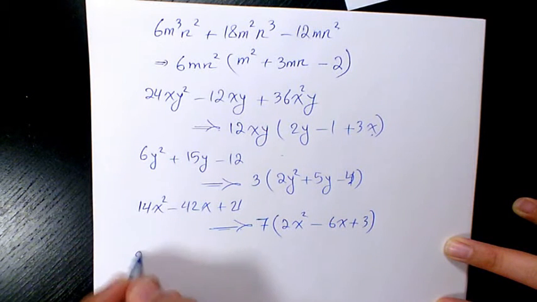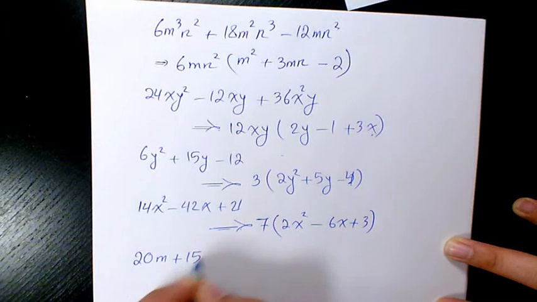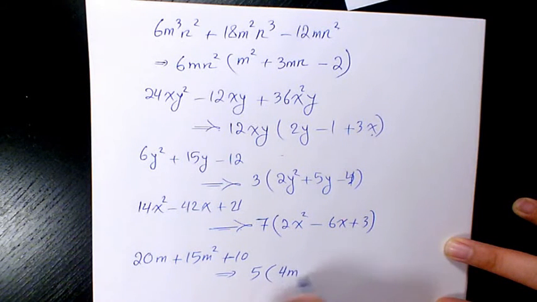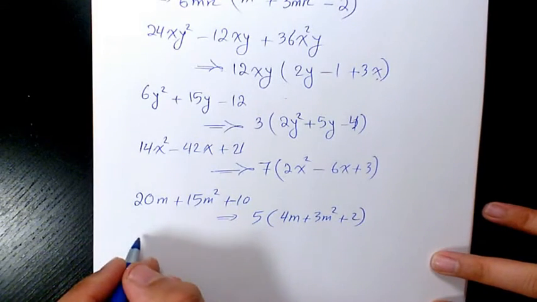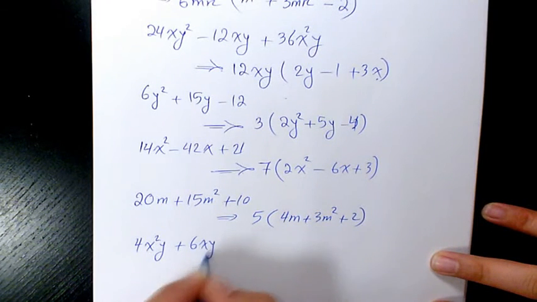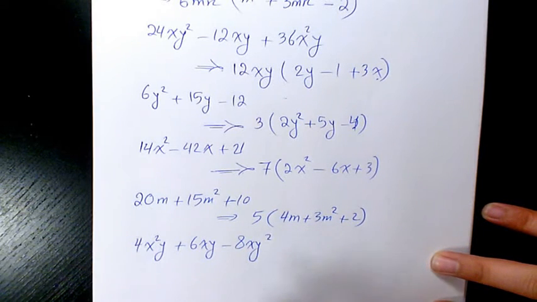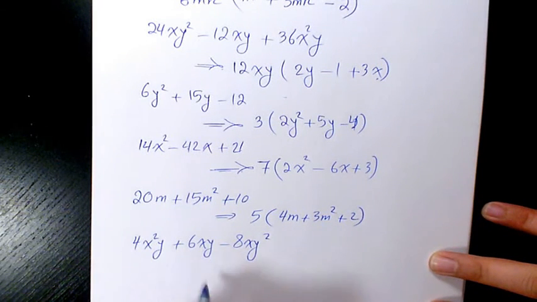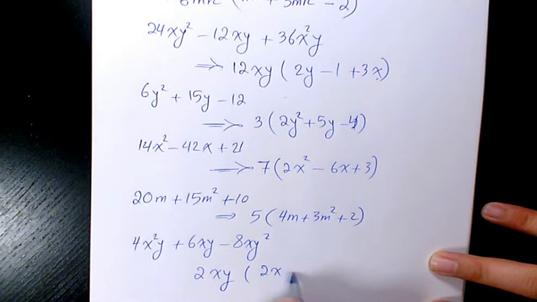Next one is 20m plus 15m squared plus 10. 5 times 4m plus 3m squared plus 2. Next, 4x squared y plus 6xy minus 8xy squared. So the common factor here is going to be 2 and x and y. 4x squared y divided by 2xy is going to be 2x. 6xy divided by 2xy is going to be 3. And here negative 4y.